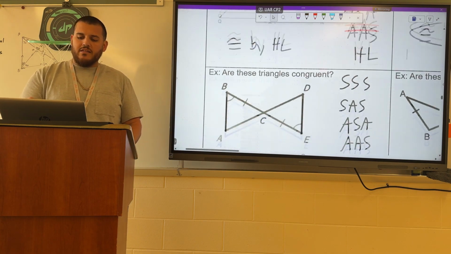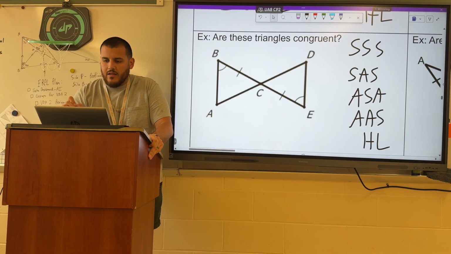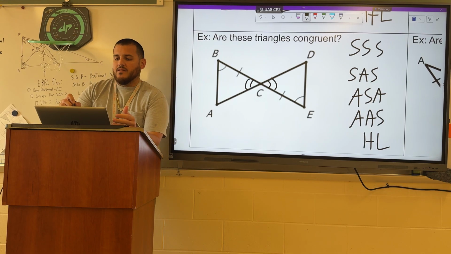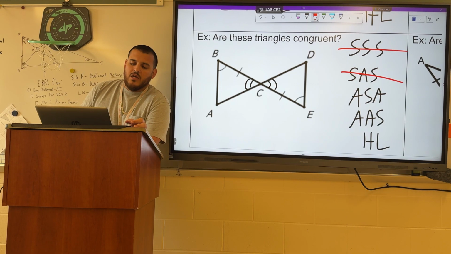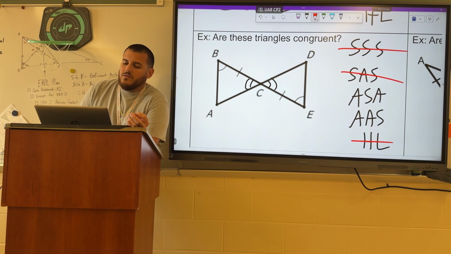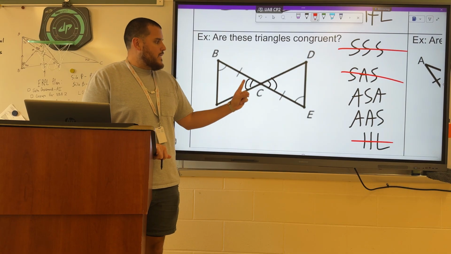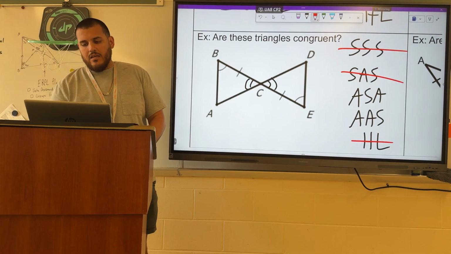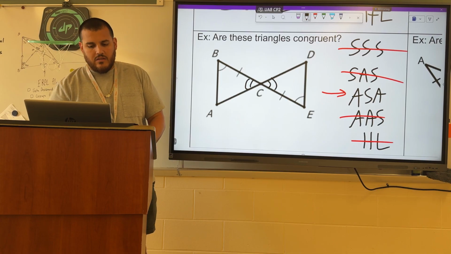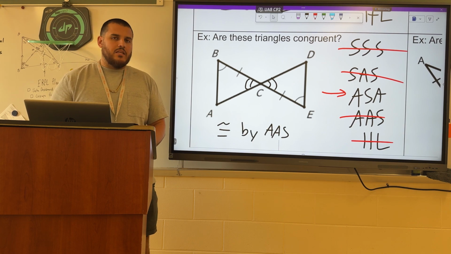In our next example, we have vertical angles that we are responsible for marking. Right there at point C, we have vertical angles. We're responsible for marking that and testing our theorems. We don't have enough sides for side side side or side angle side. We don't have right triangles, so it can't be a hypotenuse leg. We do have two angles and a side for each triangle. The sides marked are not my included sides for these angles. So that's not the one with the side in between, this one is angle angle side. These are congruent by the angle angle side theorem.